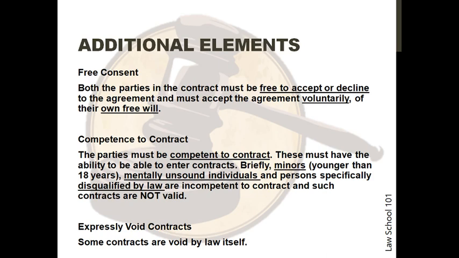Competence to contract. The parties must be competent to contract. They must have the ability to enter contracts. Briefly, minors, individuals that are younger than 18 years, mentally unsound individuals, and persons specifically disqualified by law are incompetent to contract, and such contracts are not valid.